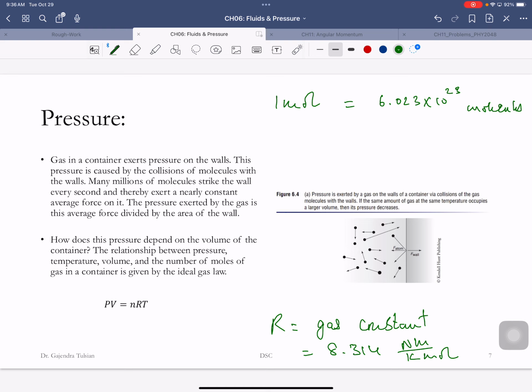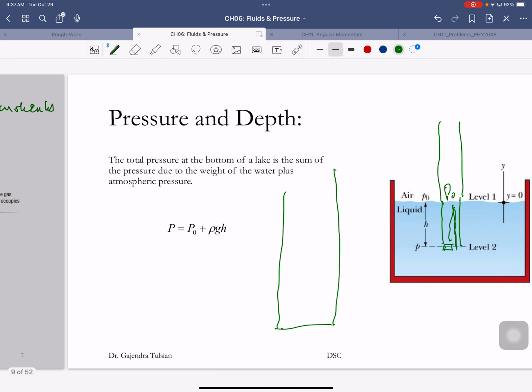So for instance, if you take water, the atomic mass of oxygen is 16 atomic units. Atomic mass of hydrogen is 1 atomic unit. So the mass of this molecule is 18 atomic units. And if you take 18 grams of water, you will have 1 mole of water and that many molecules of water. 18 grams of water is about half a mouthful of water. Okay, so every time you drink half a mouthful of water, you're drinking about 10 to the power of 24 molecules of water.